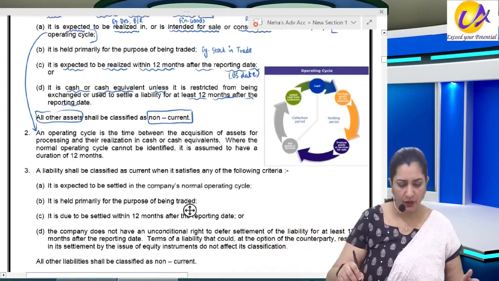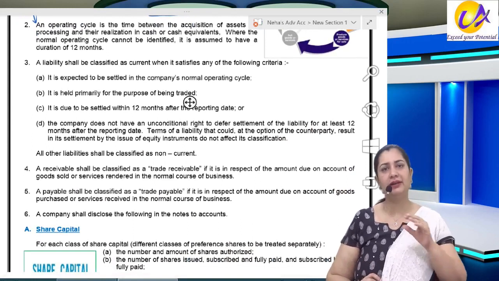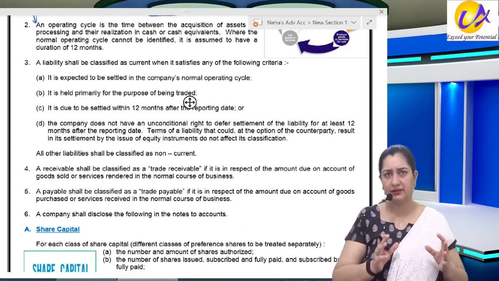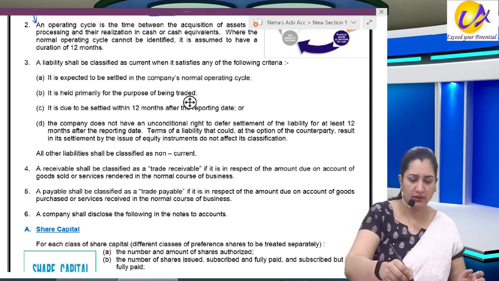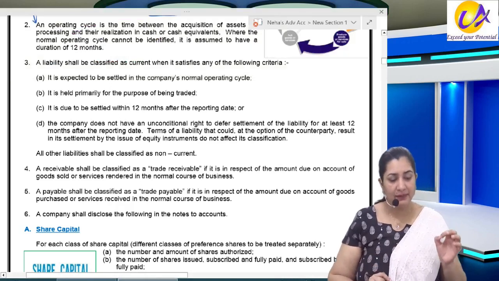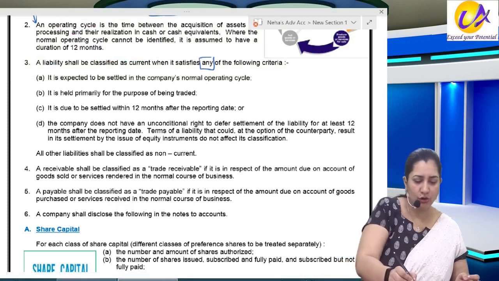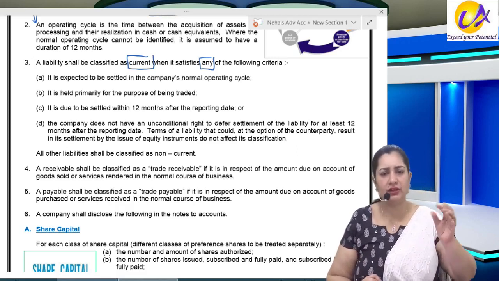So now, coming to our liabilities. What does it say? When will a liability be classified as current? We know liabilities are non-current and current. So first we will see what will classify as current, and then which is not coming under current will come under non-current. So let's see what they say. First of all, a liability shall be classified as current when it satisfies any of the following criteria. Same like my current asset, any of the following criteria.